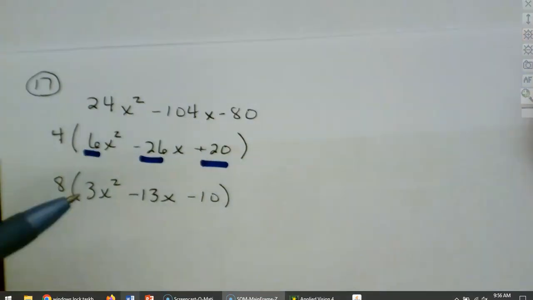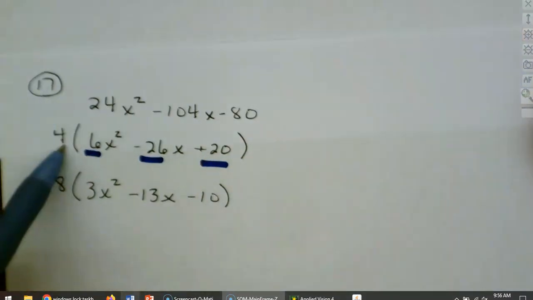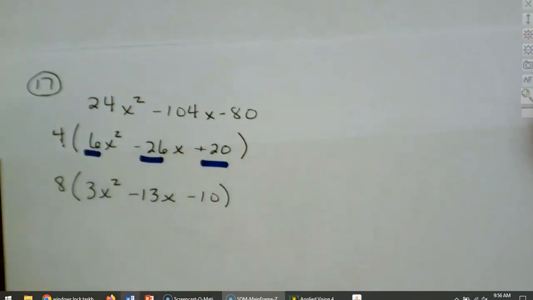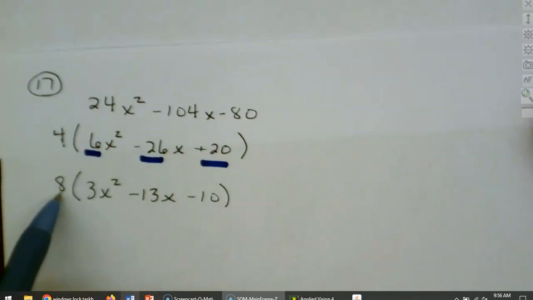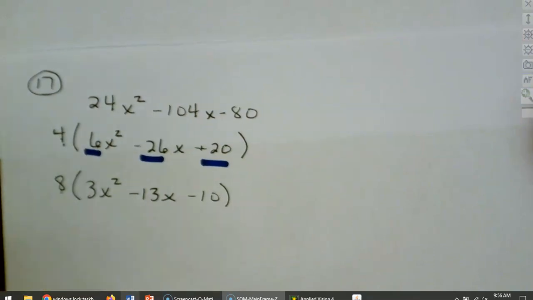Does everyone see what I did here? So I first factored out a 4, and then I said, no, more can come out, because these are evens. So I took a 2 out. 4 times 2 makes it an 8. The largest that I could factor out is an 8. So this is what we're going to be working with.